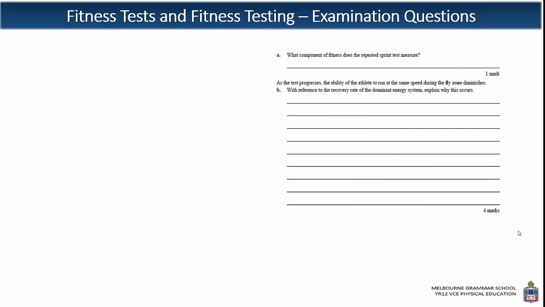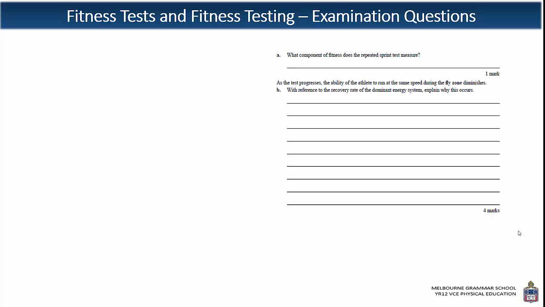What component of fitness does the repeated sprint test measure? Anaerobic capacity would be the best. Remember, they'll accept anaerobic power as well. As the test progresses, the ability of the athlete to run at the same speed during the fly zones, that's working fastest, diminishes. With reference to the recovery rate of the dominant energy system, explain why this occurs. So you should be thinking, if it's repeated sprints, the reason why we get fatigue will be one of those fatigue mechanisms, and you should be talking about fuel depletion with regards to the ATP-CP system. So that's what you should be thinking about when you're talking about this particular answer.